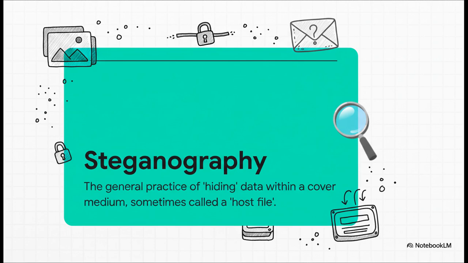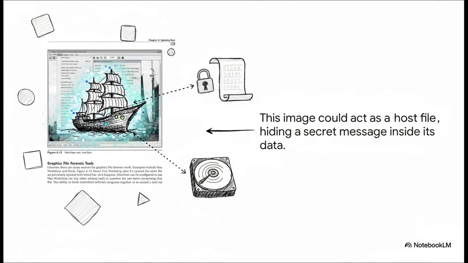Now, this isn't encryption where you scramble a message. This is about hiding the fact that a message even exists in the first place. Think of it like digital invisible ink. The whole point is that nobody should even suspect there's a secret to be found. So take a look at this picture of a ship. Seems harmless, right? It's the perfect disguise.